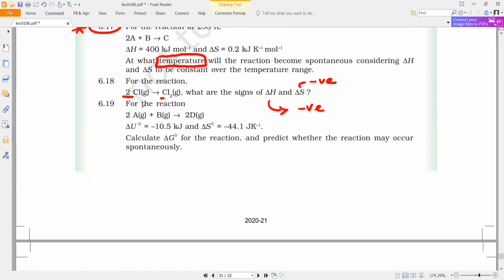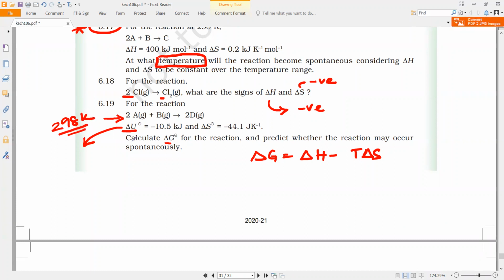For a reaction, you have been given delta U and delta S. This is the reaction here, and calculate the delta G naught and predict whether the reaction may occur spontaneously or not. So delta G is what? Delta G is equal to delta H minus T delta S. Now in this reaction, you can see that delta H is not given. So what you will do, you will use this delta U, and again here temperature is not given, so you'll use the temperature that is 298 Kelvin, room temperature. Now, you need to find delta H from delta U.